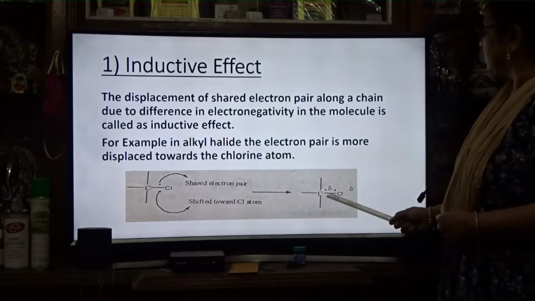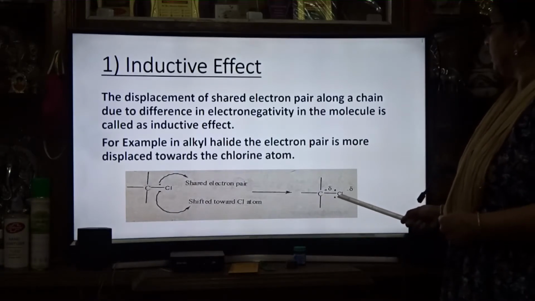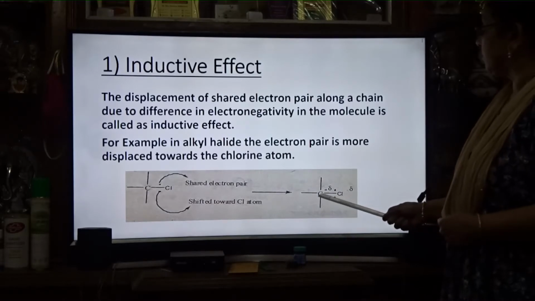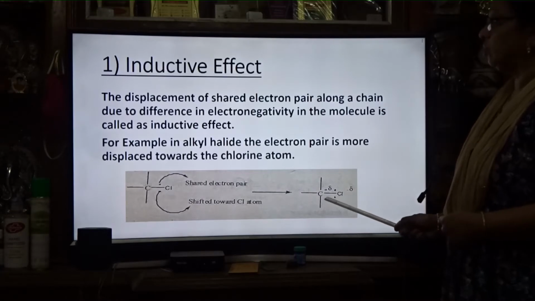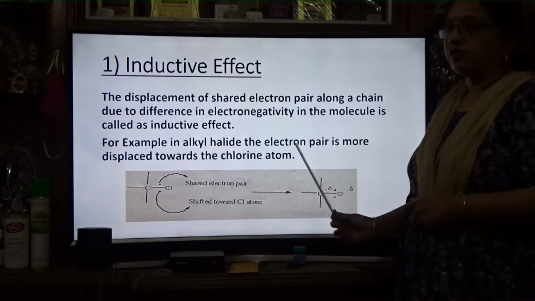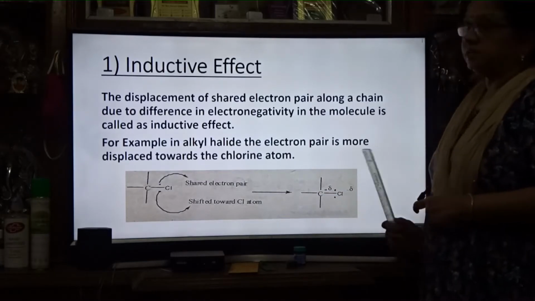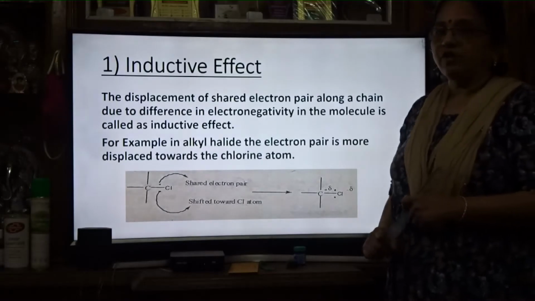So, this chlorine will get negative charge because chlorine is more electronegative than carbon. Electrons are displaced to the chlorine atom, so it will get negative charge and carbon will get positive: delta positive on carbon atom and delta negative on chlorine atom. This type of displacement is known as inductive effect. Due to difference in electronegativity, it is developing partial positive and negative charge. This is known as inductive effect.